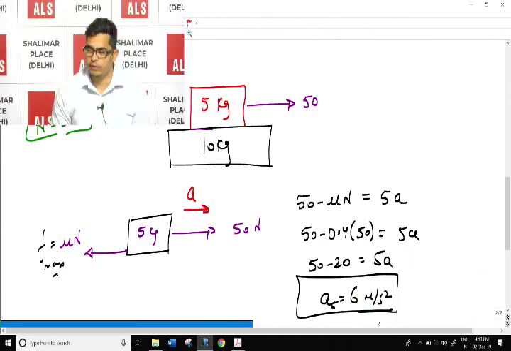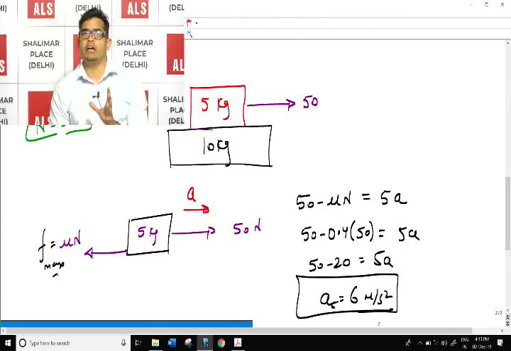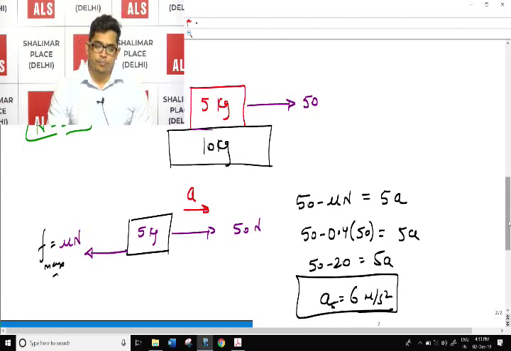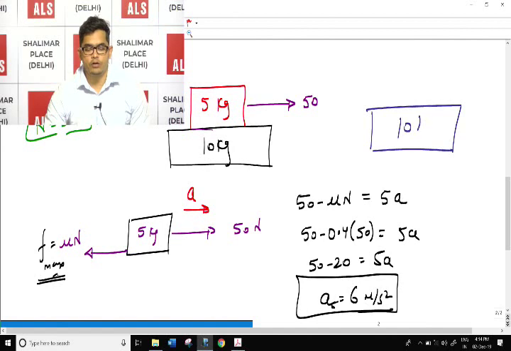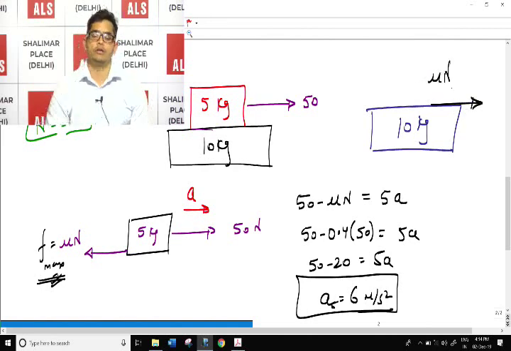Acceleration is 6 meter per second squared. This is for the upper block. Now, if this much friction is acting on the upper block, then from Newton's third law of motion, the 10 kilogram block will have equal and opposite friction. So the force acting on the lower block will be how much? Mu into N. Remember, on the upper block, if the friction is acting in the backward direction, then on the lower block friction will act in the forward direction.